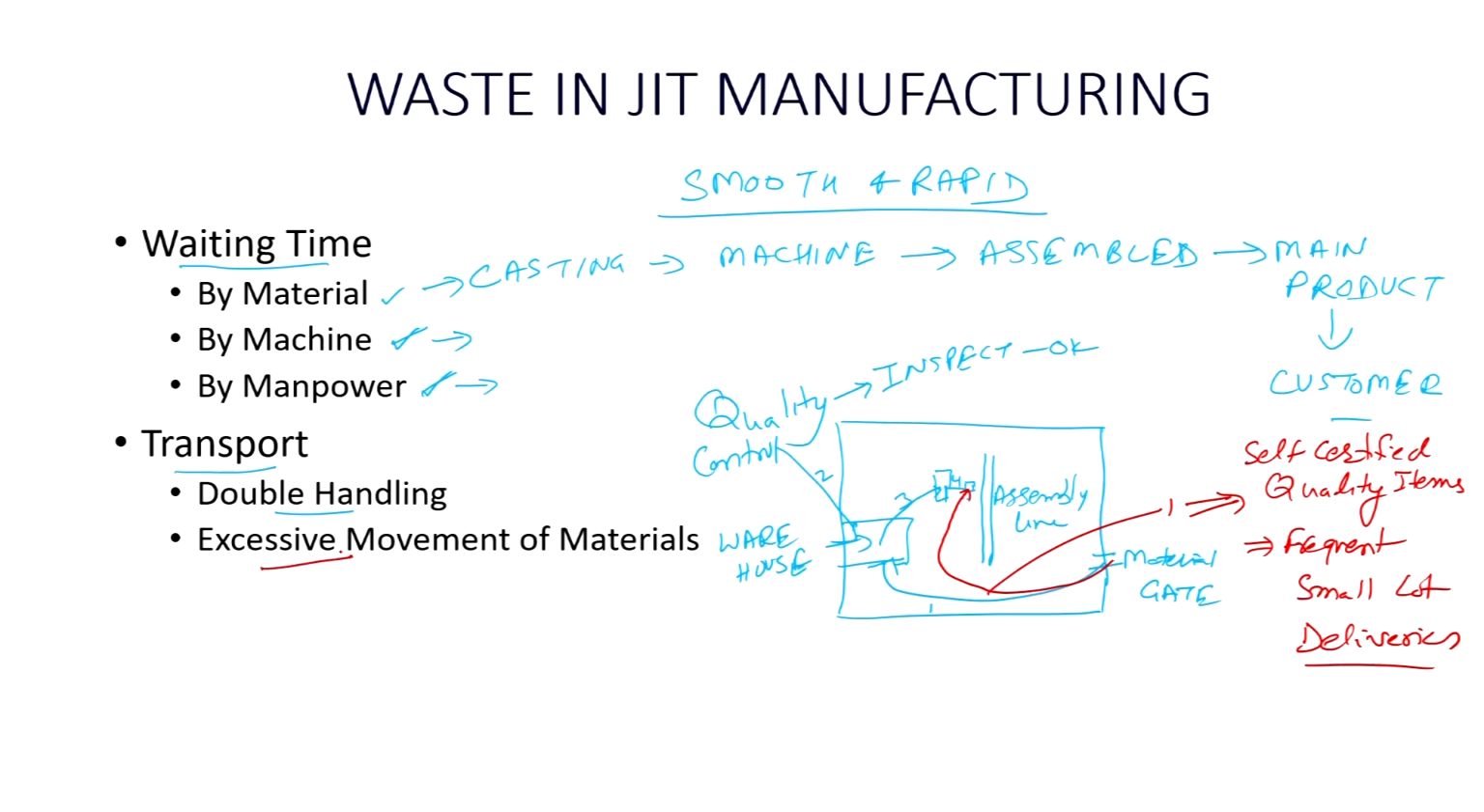Excessive movement also, we have discussed in the plant layout, process layout also, if your machines are not properly arranged, there may be a lot of to and fro motion within the factory. Material is moving forward, backward and so on. So, we should work out a layout so that there is no excessive movement of the material.